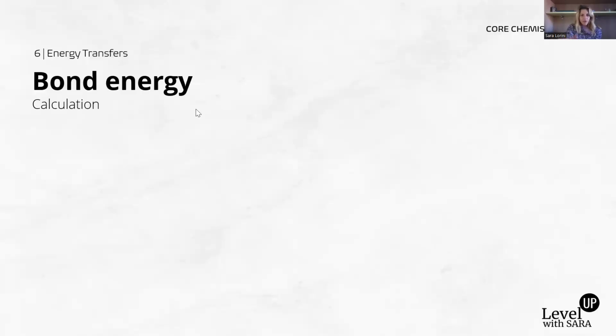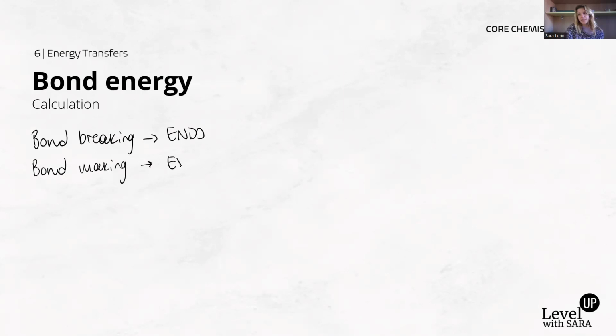For bond energy, we refer to the amount of energy in a bond, but specifically it is the amount of energy required to break a bond. So, before we get into the calculation, it's very, very important to remember that bond breaking is endothermic, while bond making is exothermic.